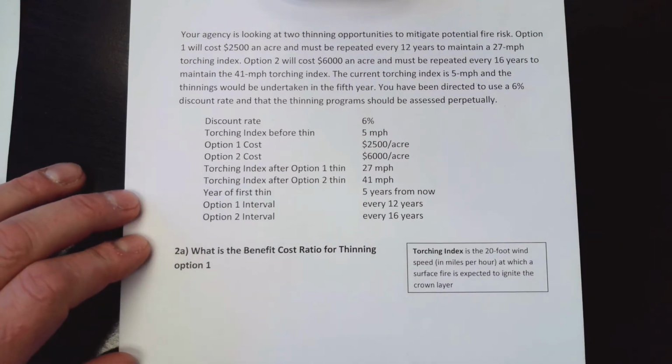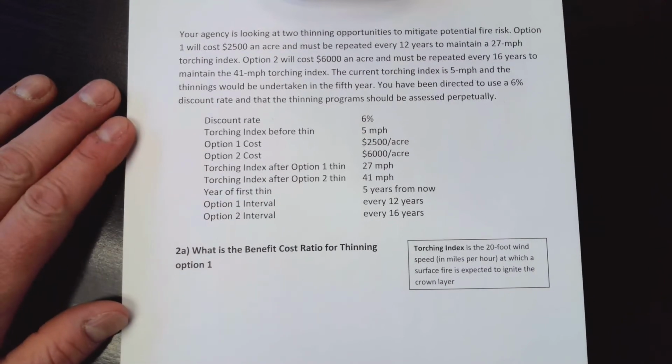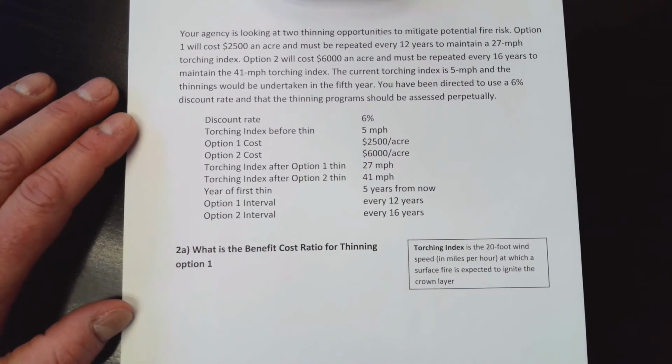Okay, so this is the benefit cost ratio example for homework 5, what we went over in class on Friday. Sorry this came up a little late. First, as always, let's read through it.